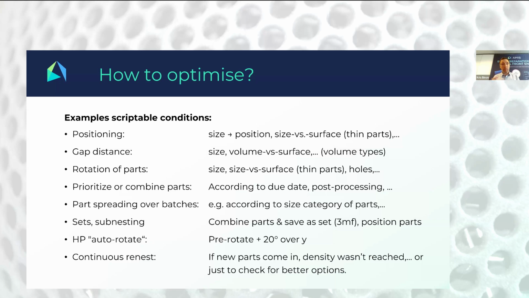Just combine them first, make a nest out of it, or save it as one 3MF, which allows you to import it into the next batch, etc. There's a lot of things that you could do already in AMIS Pro, but it's going to take you time.